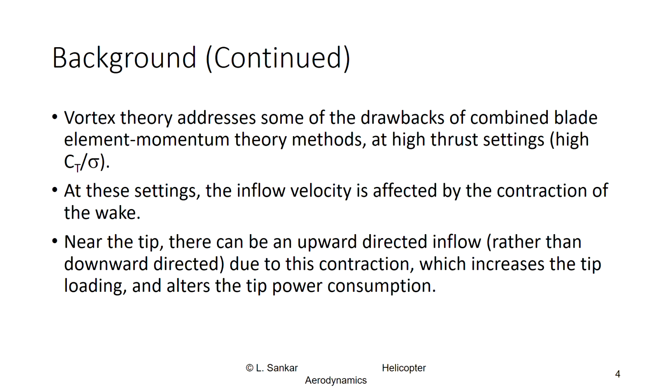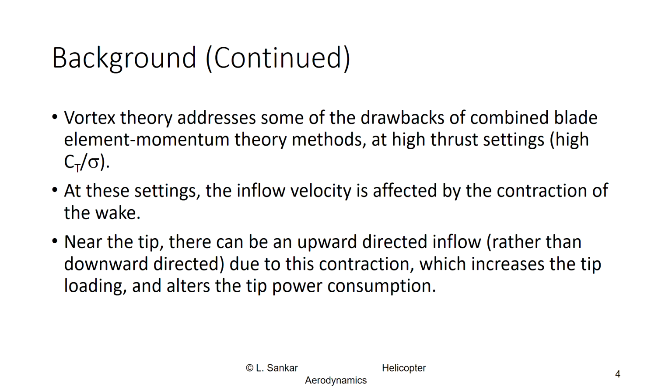Remember that velocity goes as omega r. Therefore, the dynamic pressure varies as omega r squared. Torque is omega r squared times r, therefore it varies as r cubed. So near the tip, many important things are happening. So these things were not properly captured by the combined blade element momentum theory.